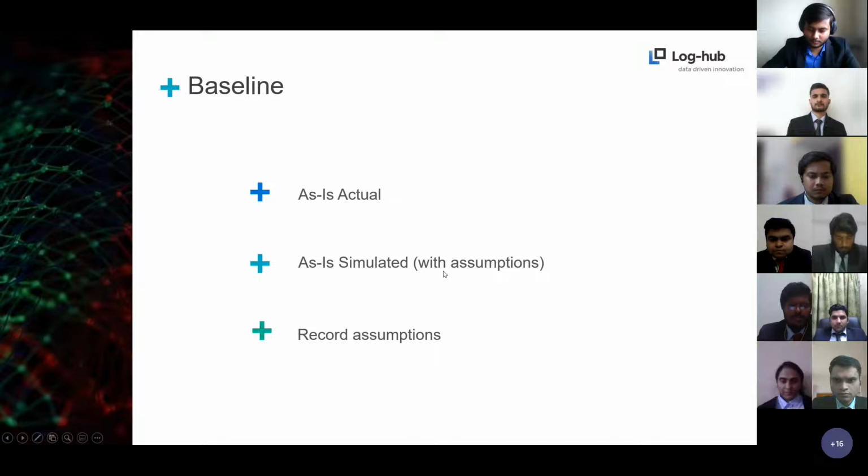Now this becomes your base figure, and whenever you're working on the to-be analysis, you would always compare your to-be scenarios with this number. This would make your life easier as well. I'll tell you why.